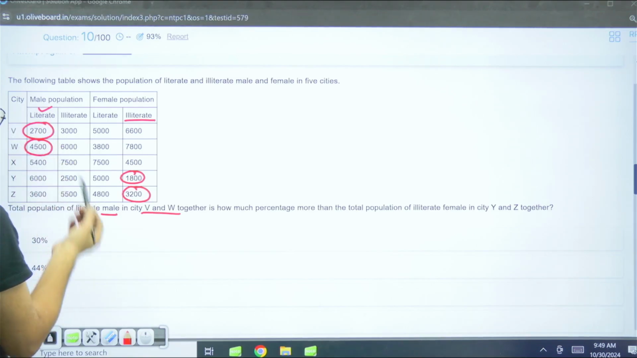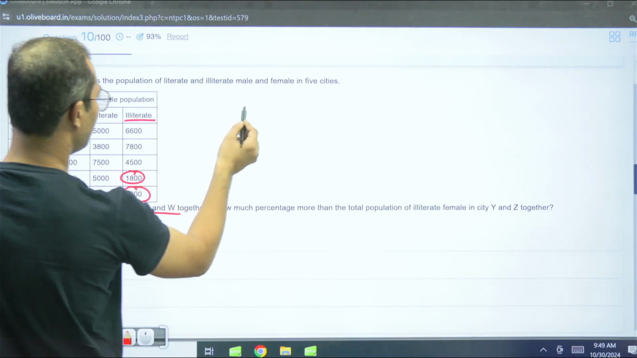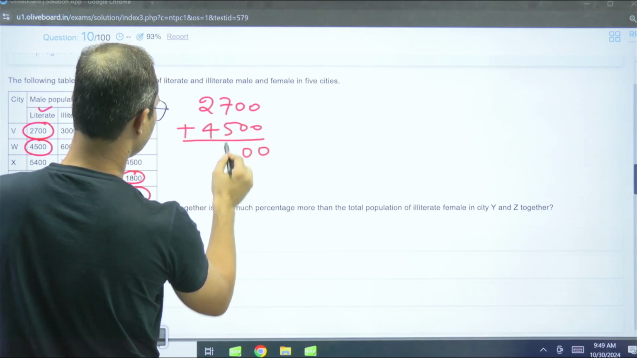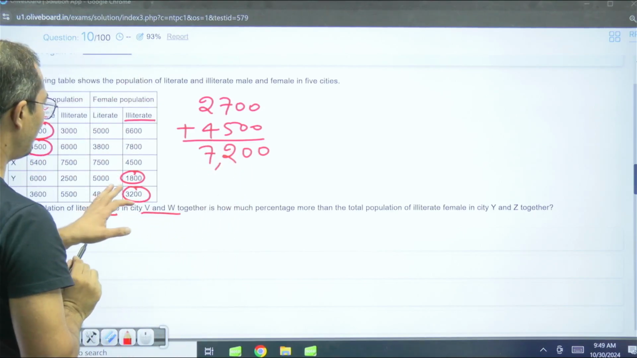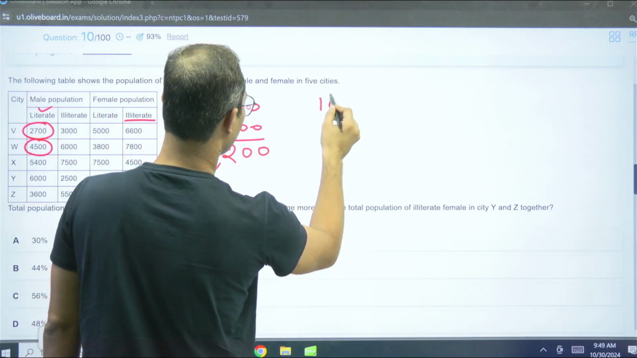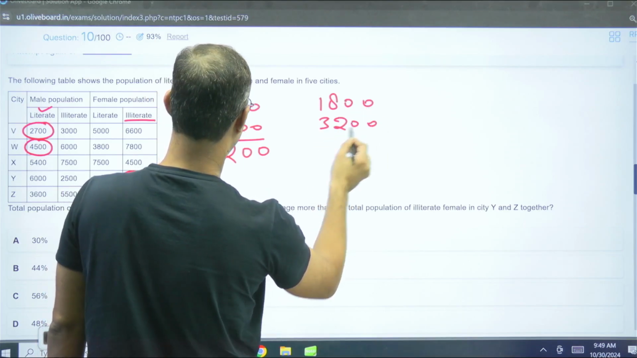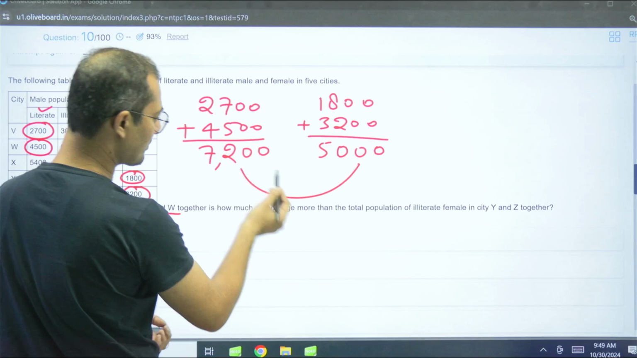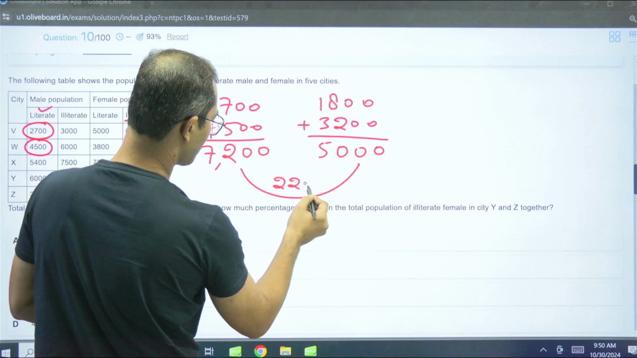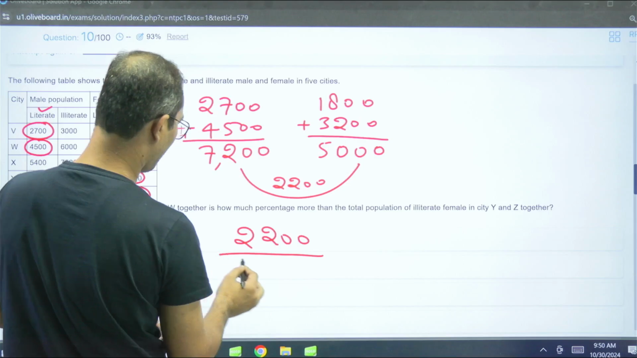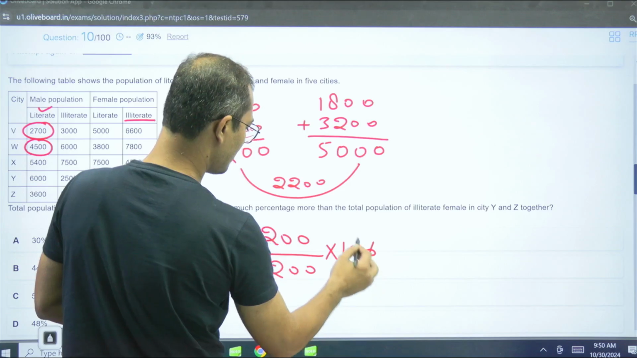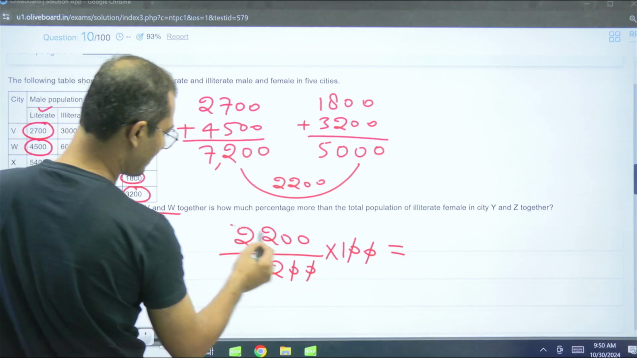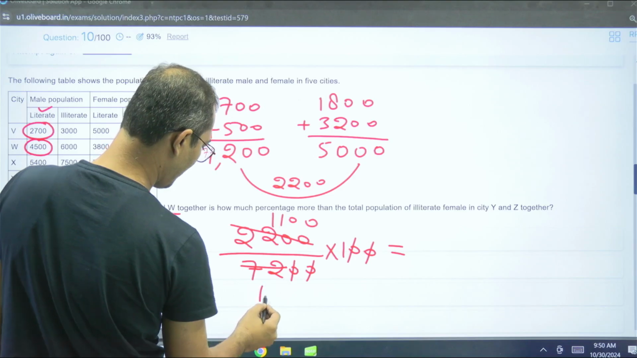So the total literate male population of V and W together will be 2700 plus 4500, so this is equal to 7200, right? And the illiterate female population in Y and Z together is 1800 and 3200, so this is equal to 5000. So how much more percent? We have to take the difference. The difference is 2200, right? So the question is asking 2200 is what percent of 7200 into 100, right? So the zeros cancel. By 2 we can cancel it to 1100, and by 2 this is 36, right?